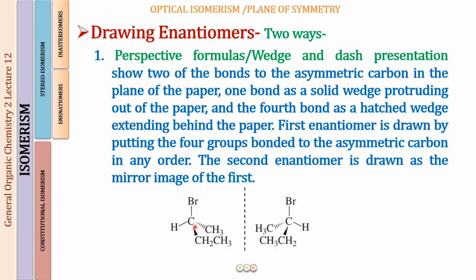One bond which we are representing as a solid wedge is coming out of the plane of paper towards us, and the fourth, which is a hatched wedge drawn by these dotted lines, is extending behind the paper, going away from us. So this all you have seen previously. I have also explained the wedge and dash projection in the previous lectures, so I hope there is no problem understanding this projection. Fine. This is one way we are going to draw it, and this is going to be its mirror image, and these two are non-superimposable on each other, so they are enantiomers of each other.